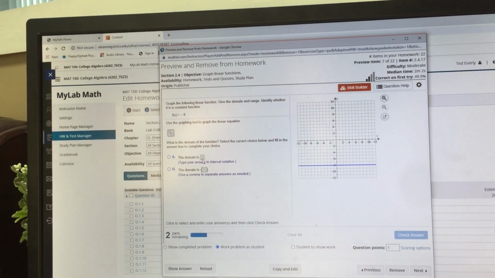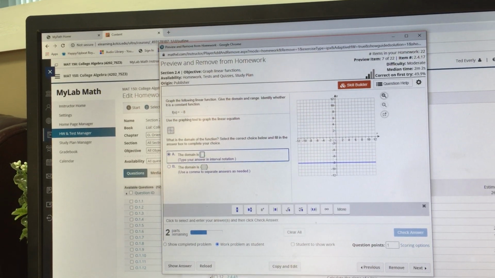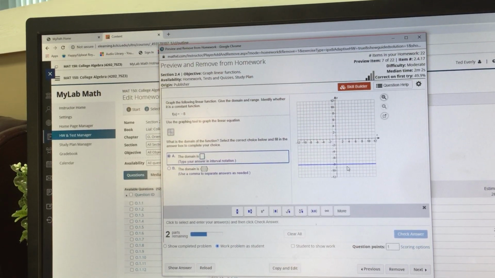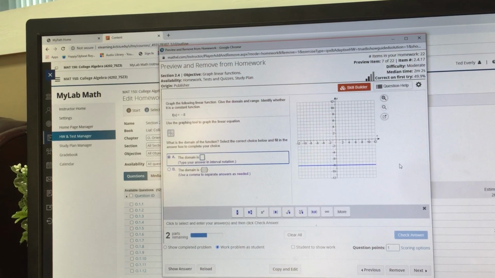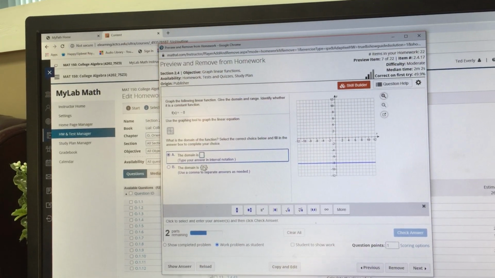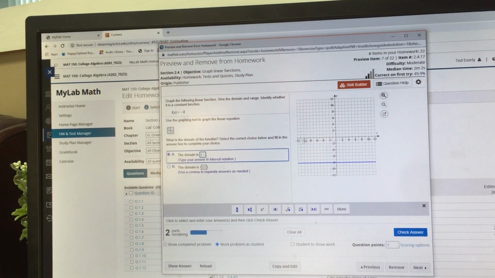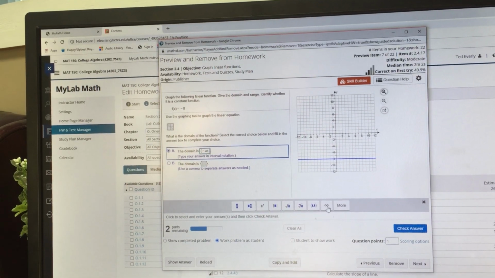Now we have to put our domain and range in. My domain, the furthest to the left it goes, negative infinity. The furthest to the right it goes is positive infinity. So negative infinity to positive infinity.